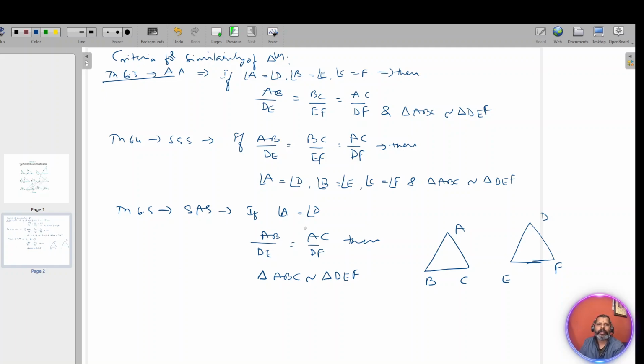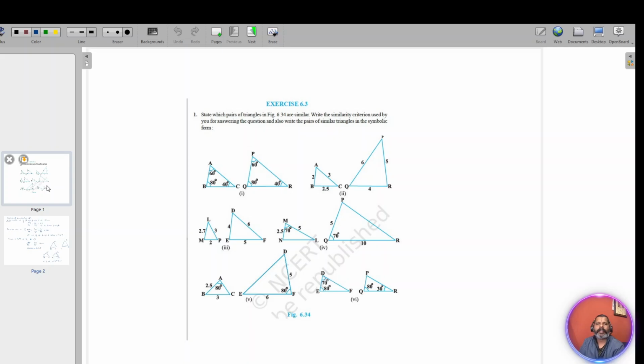SAS means there should be one included angle and two other sides. When I say included angle, just check out here. PQR, LMN, means P and L are included between the sides. Therefore, we can say PQR is similar to LMN. If the angle is not included between the two equal sides, then the triangles are not similar. Okay. Based on these three similarity criteria AA, SSS, SAS, we have the complete exercise 6.3.